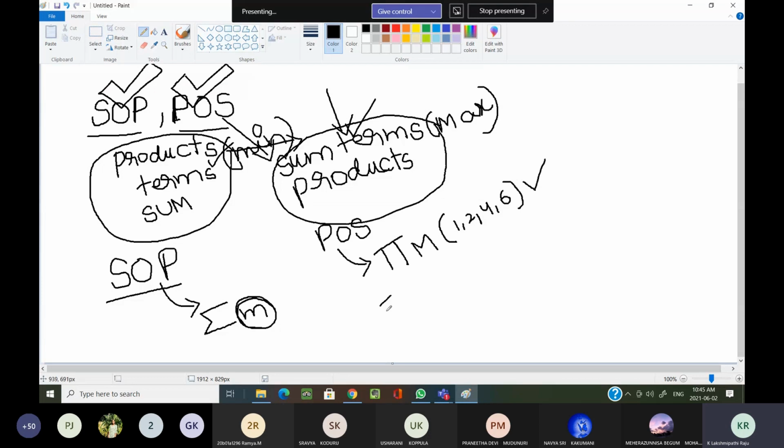Now you have to tell me the actual representation. How can I represent this? I can write it as M1 into M2 into M4 into M6. Now tell me the terms. What are the max terms that are there? Okay, what is max term 1?